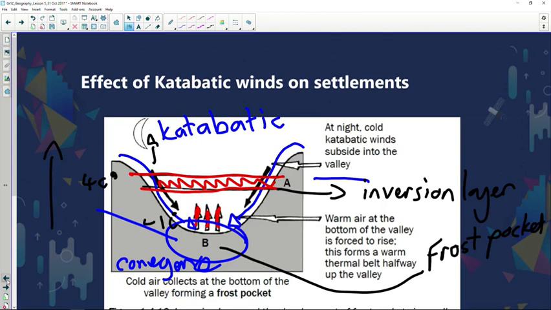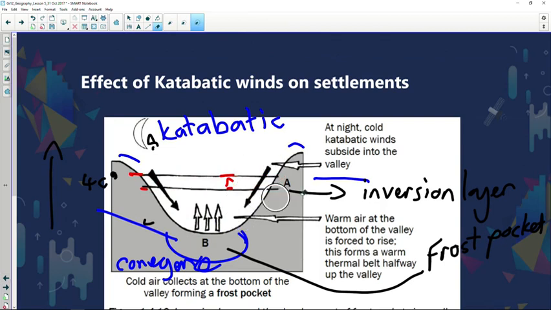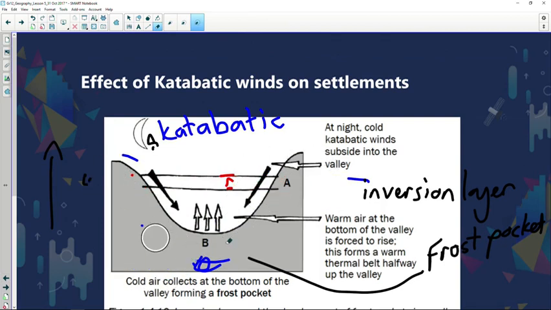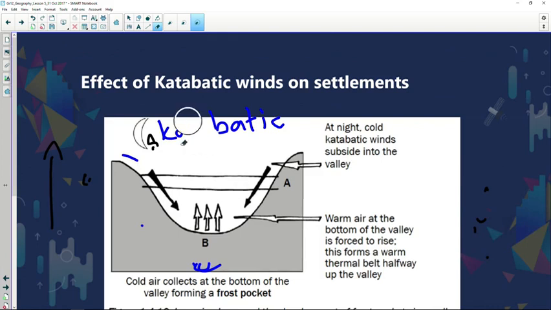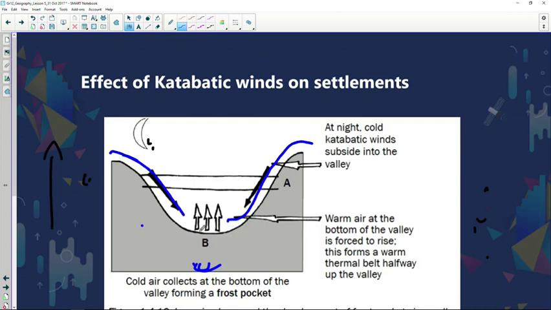If we look at the valley inversion, I would like to repeat this process over here, just cleaning over here. It happens during night time when temperature drops, and the air from the surrounding areas sinks to the bottom of the valley floor.